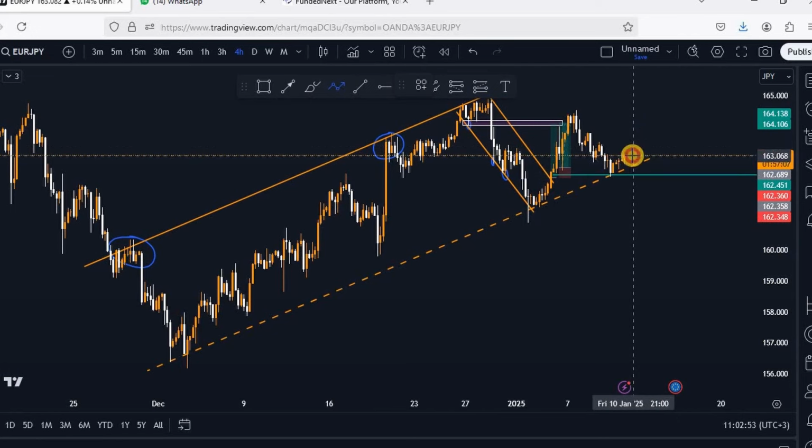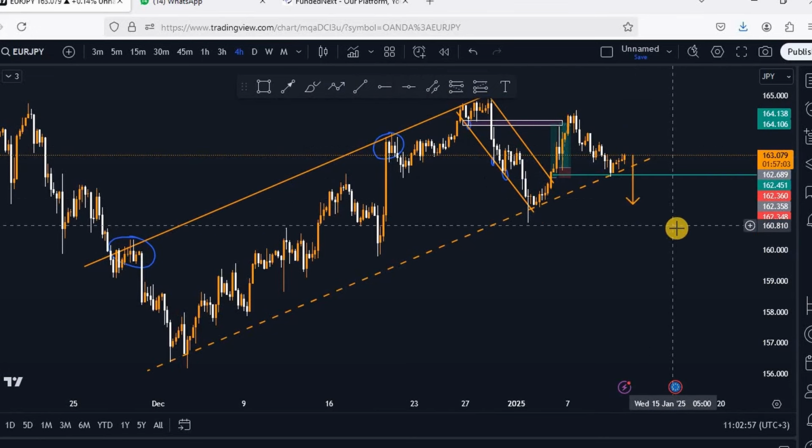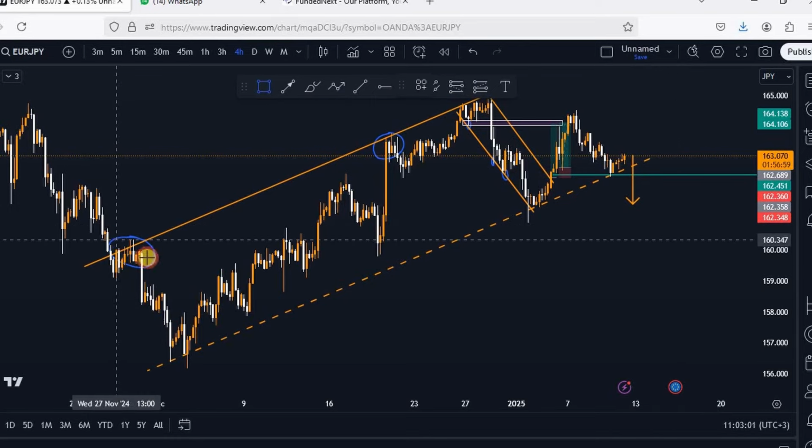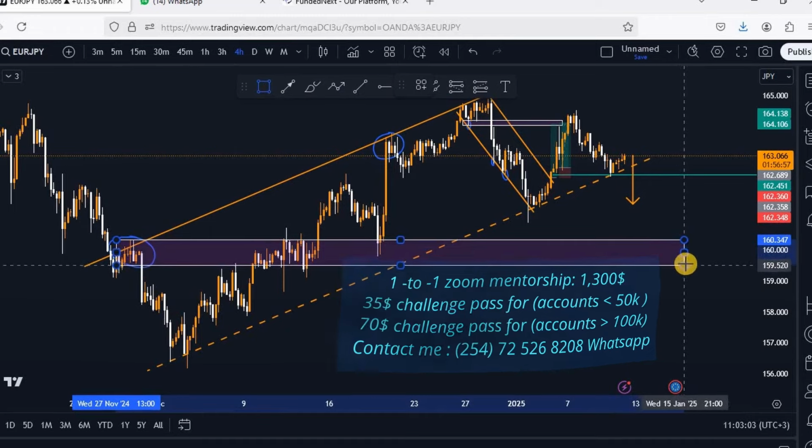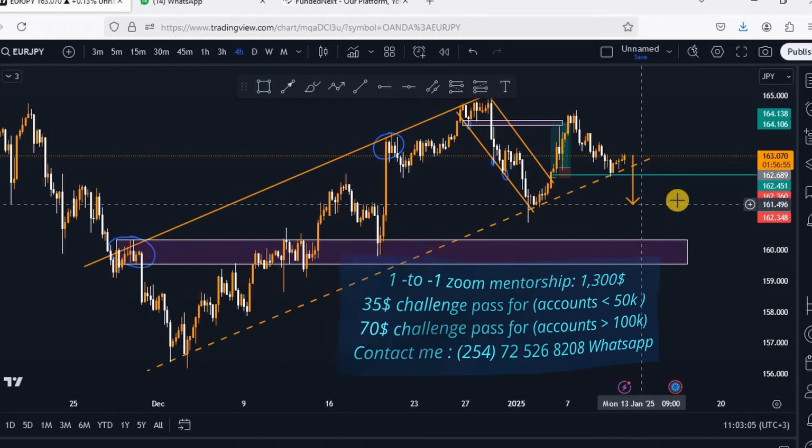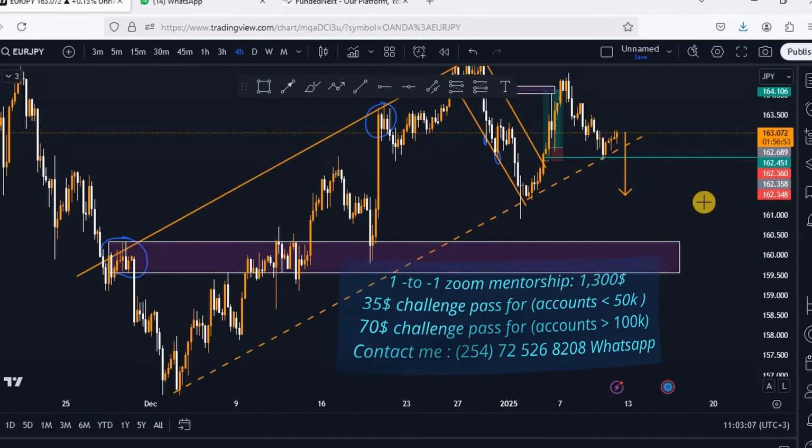In case it breaks this line, it means it will be a sell. And we're going to sell it where? We're going to sell it to the first key zone. You see that zone? That's where you're going to sell it to.